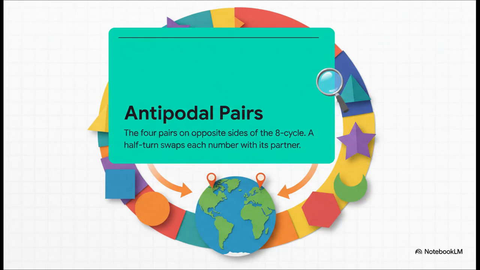That's it. So if we take our number engine and we run it exactly halfway, that's 4 steps, something really cool happens. Every single number lands on its opposite partner. 2 swaps with 5, 3 swaps with 8, and so on. They're called antipodal pairs, which is just a fancy way of saying they're on opposite sides of the cycle, kind of like how the North Pole and the South Pole are opposites on a globe. This gives us these 4 fixed pairs that are linked together in a really fundamental way.